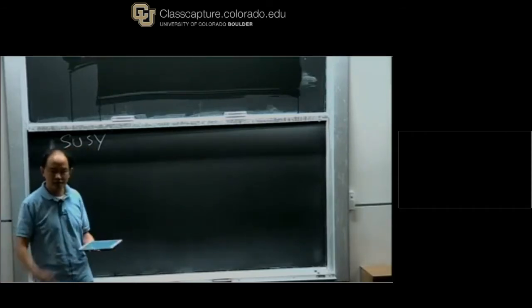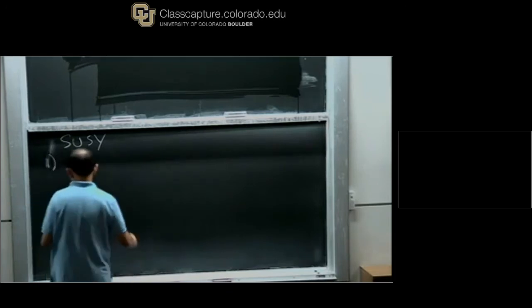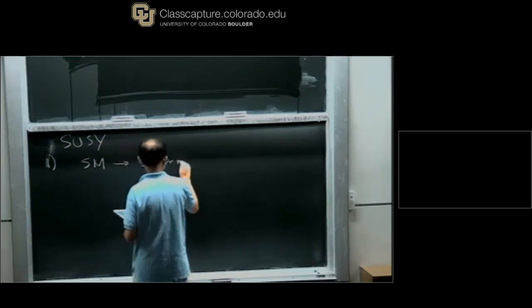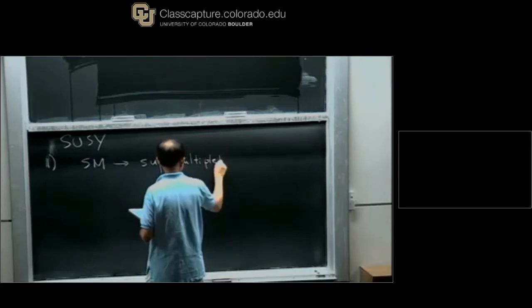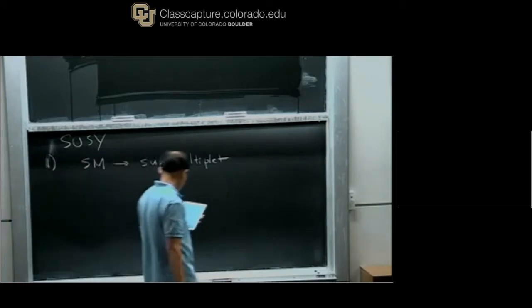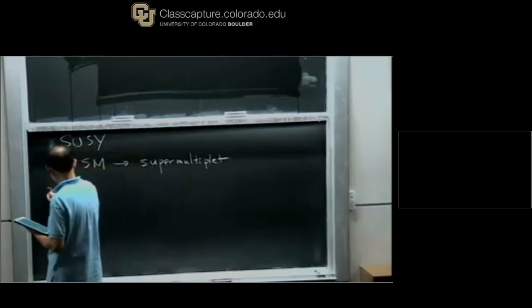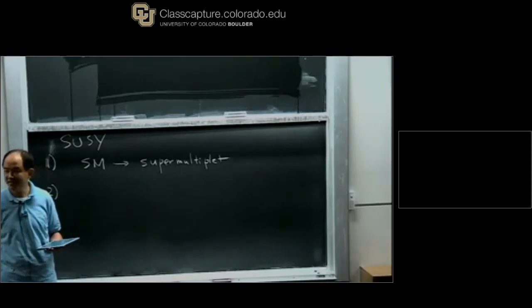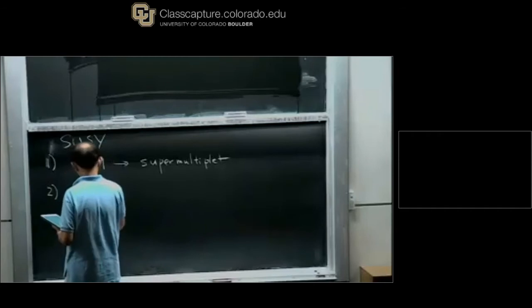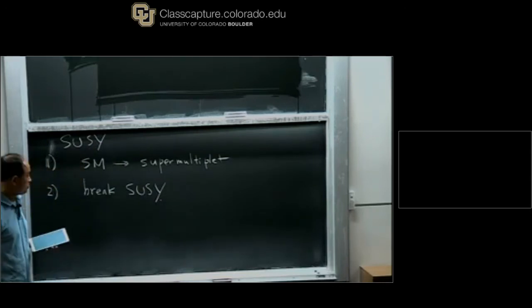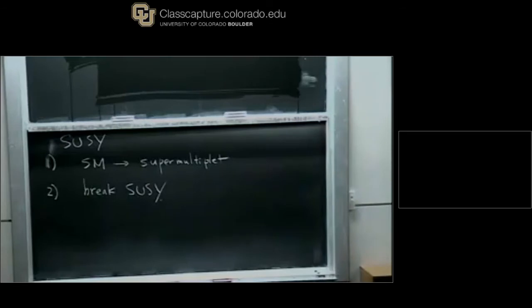But the first step is to put the standard model particles into super multiplets. Okay. So put all the standard model particles into super multiplets. So that's the first step. And the second step is to say that since we haven't seen the rest of it yet, SUSY must be broken. Okay? So you have to break SUSY. Okay? So let me just draw a picture of what people usually do to break SUSY.